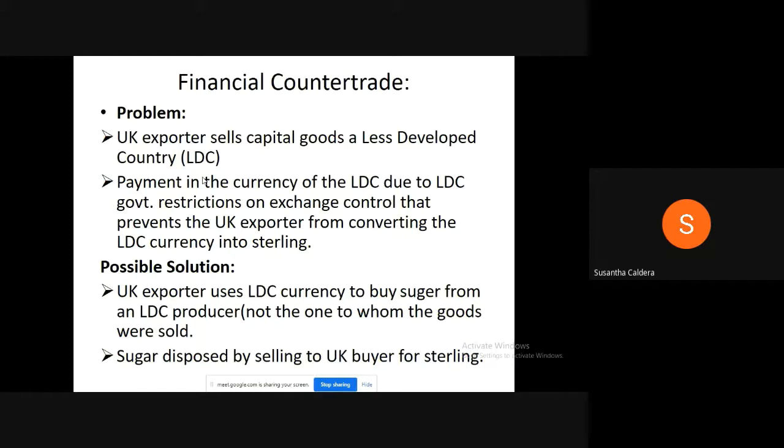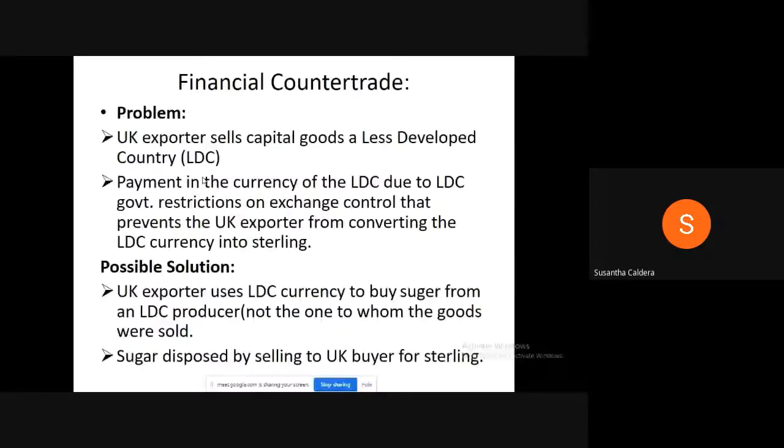The only thing is they export worth of $10,000 and they get sugar worth of 50. At the end of the day, the UK guy earns a big profit. It's a bit of a mixed thing, but at the end of the day, what you want is to earn profit. It's a good profit, right?